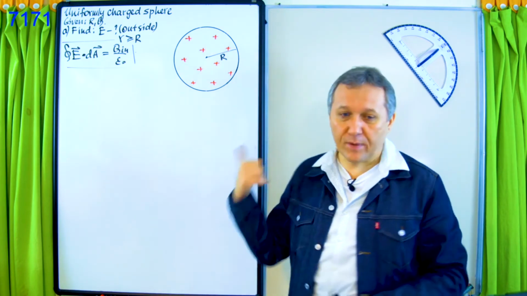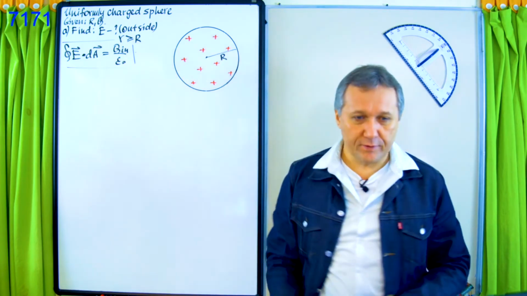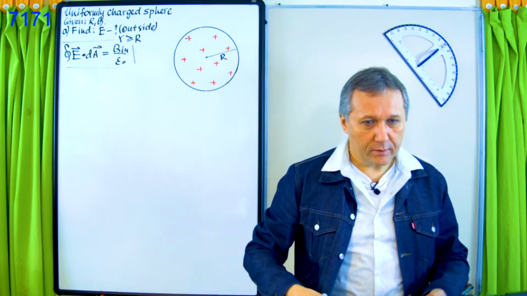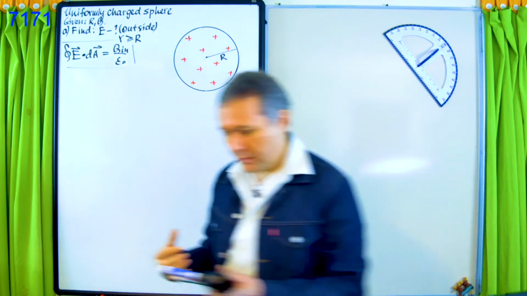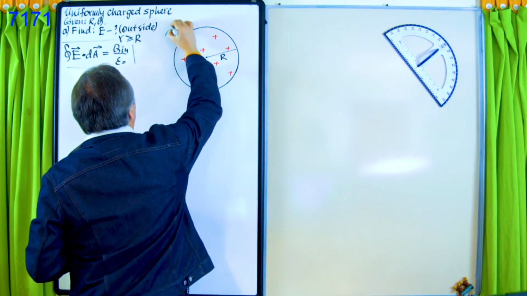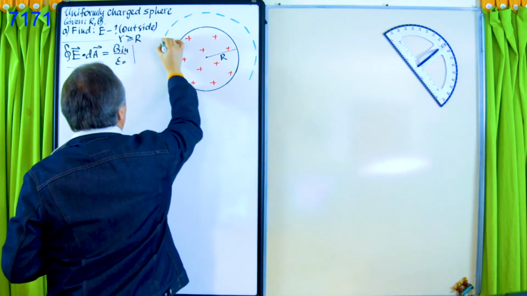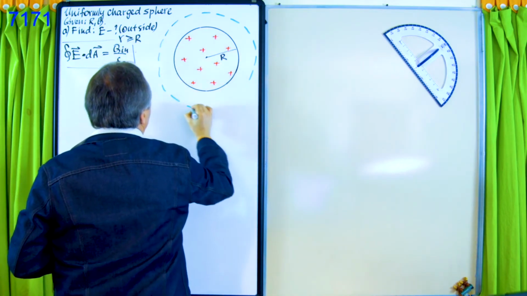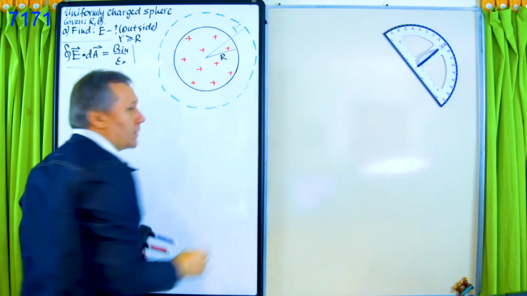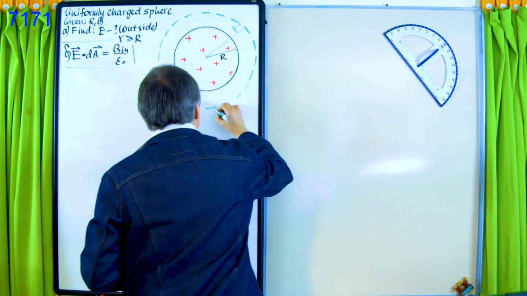And in this case, the best one is a sphere, concentric with the surface of our sphere. Concentric, so the centers are the same. Okay, so let me pick it here. I will use a dashed line. So that's my Gaussian surface, of some arbitrary radius small r. And let me write, so this is a Gaussian surface.